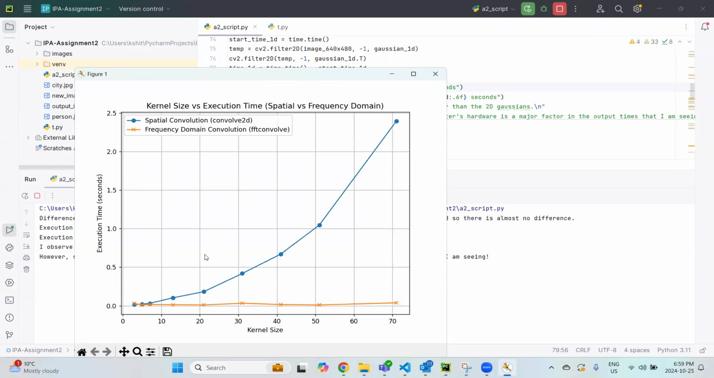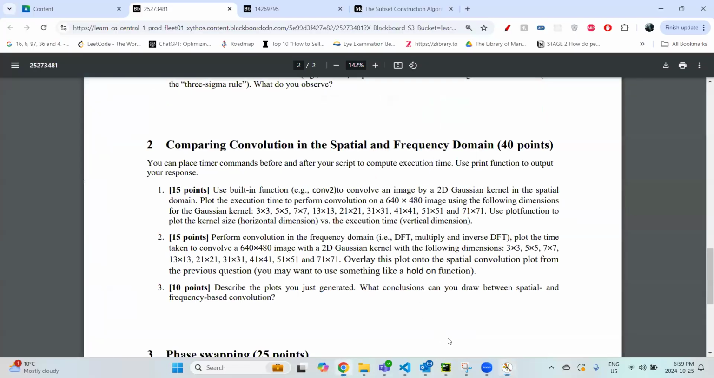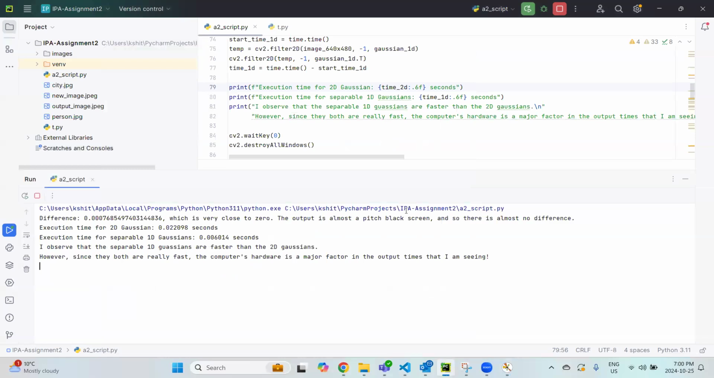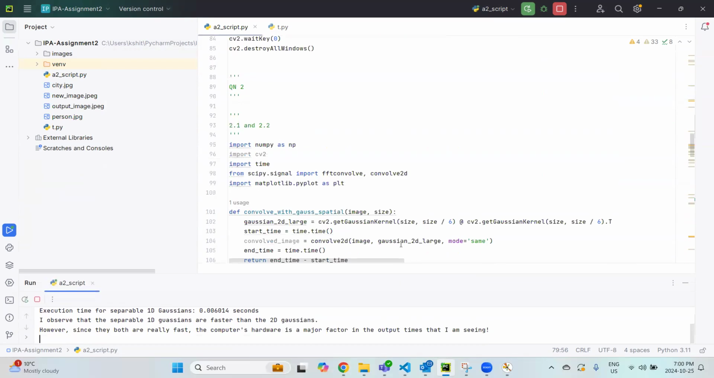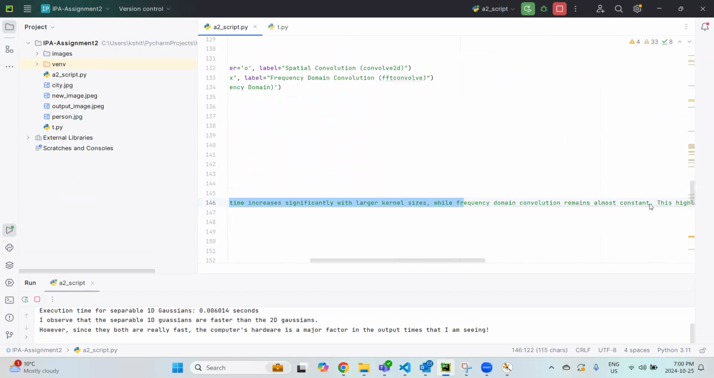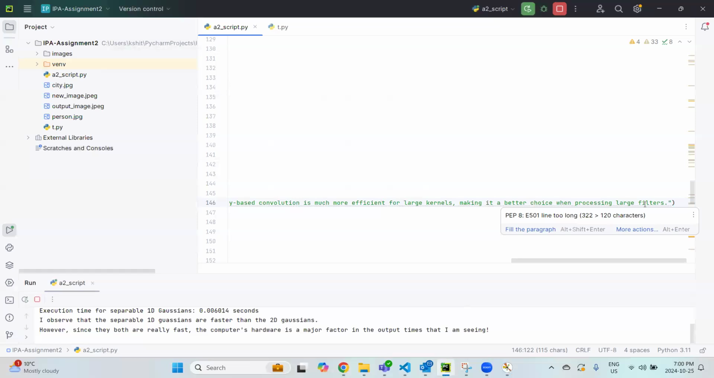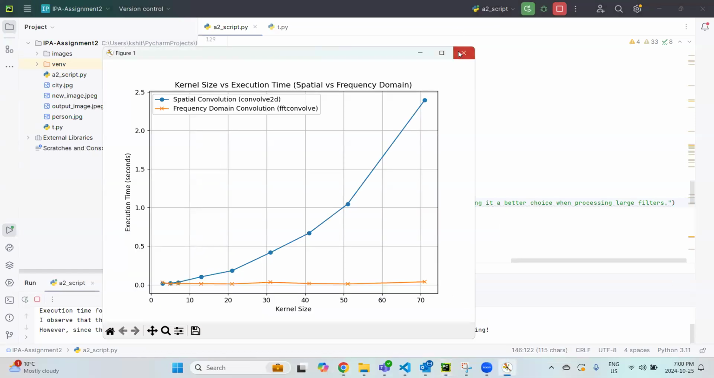What we can see here is that the frequency domain's time is usually kind of constant, and it's much faster than spatial convolution as the filter size increases. That is what I've also written here. This plot shows the spatial convolution execution time increases significantly with larger kernel sizes, while frequency domain convolution remains almost constant. This highlights that frequency-based convolution is much more efficient for large kernels, making it a better choice when processing large filters. So I'll just close that.